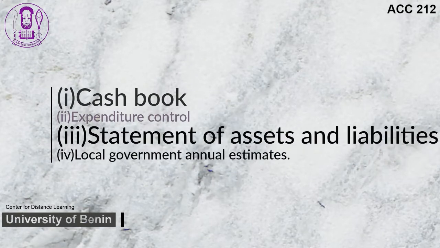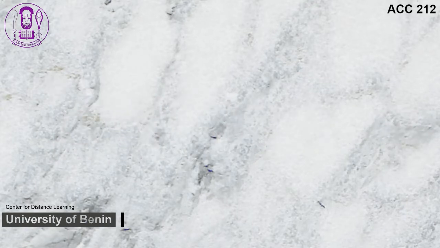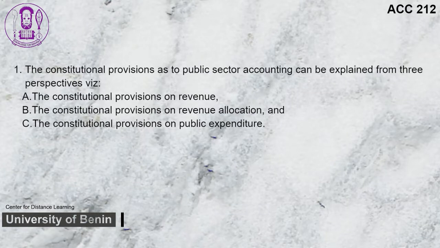Cash book. 2. Expenditure control. 3. Statement of assets and liabilities, and 4. Local government annual estimates. Summary of Study Session 2. In Study Session 2, please note the following.